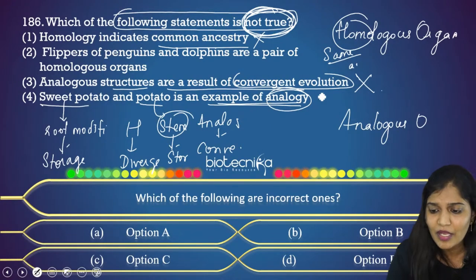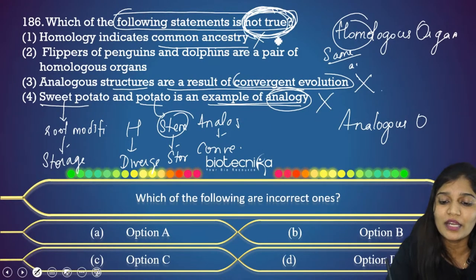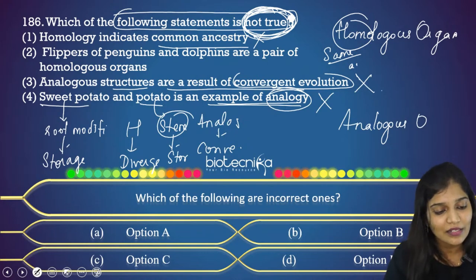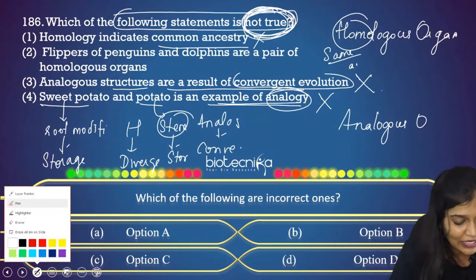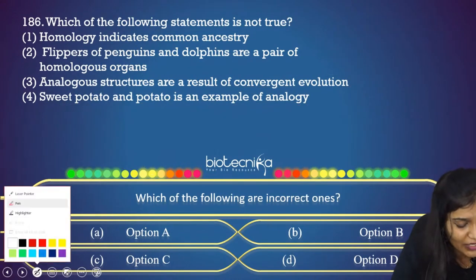So this is a correct statement, but they ask you to find out which is not correct. So the first statement is correct. The third statement is correct. Fourth statement. So which is the wrong statement? We are checking for the second one. So let's check for the second one.